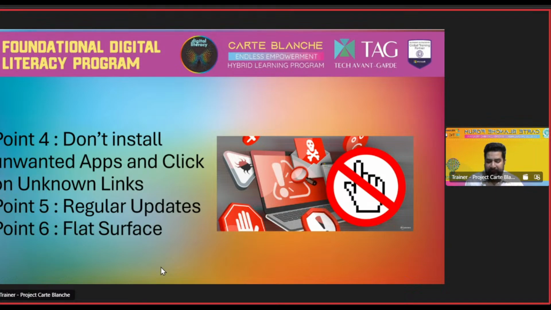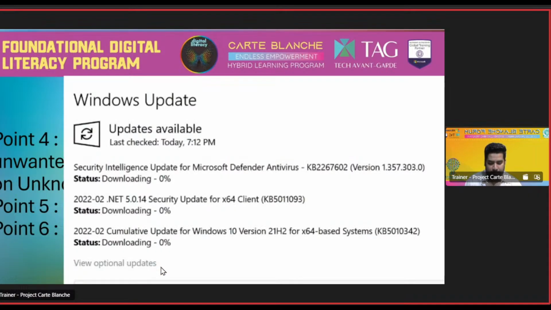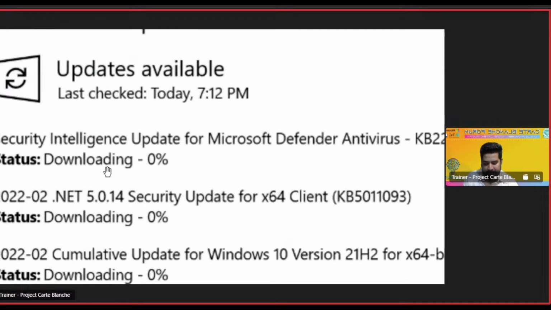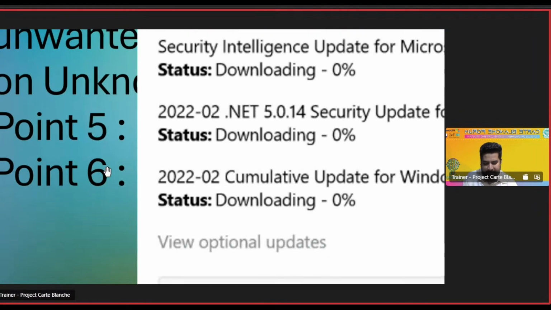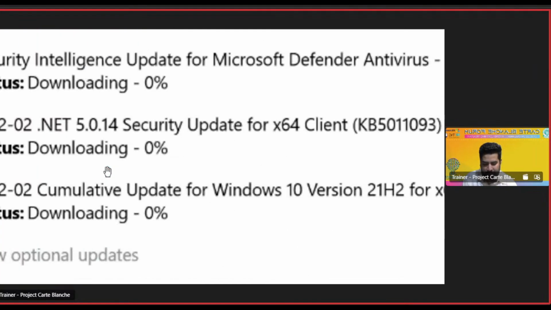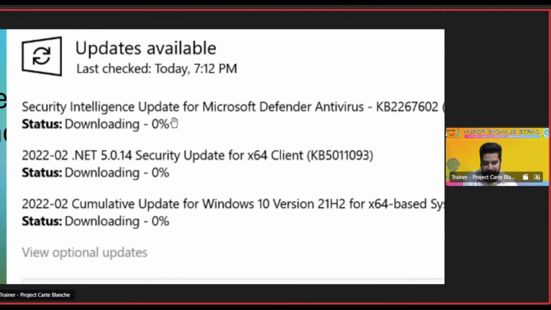Regular updates are the key factor. As I told you in the past also, Windows has got two types of updates. Normally, if you see in this image, it shows that some kind of update is happening. That means the Defender antivirus updates are happening. And Microsoft does it almost every second Tuesday of the month. It provides security updates to the computer, if you are using a genuine version of Windows, right?